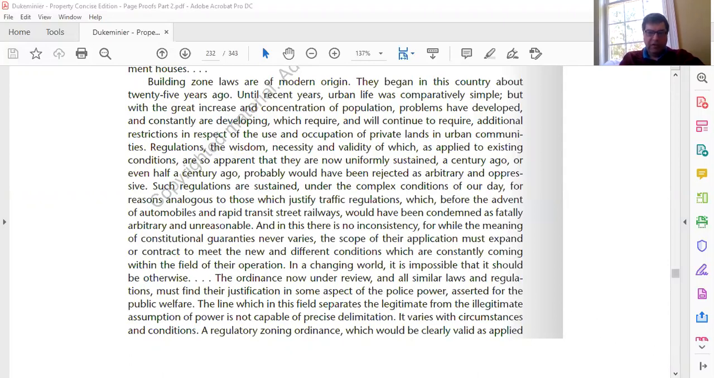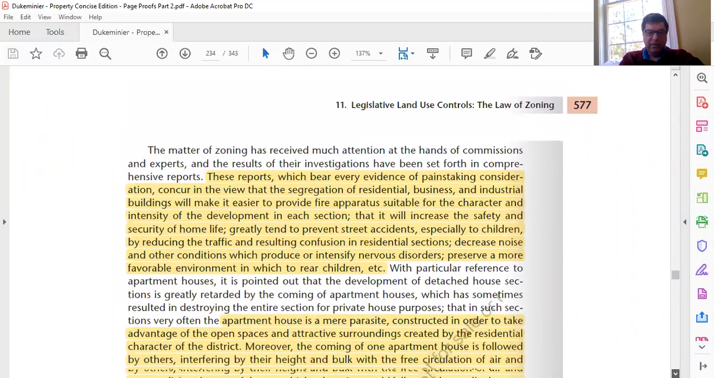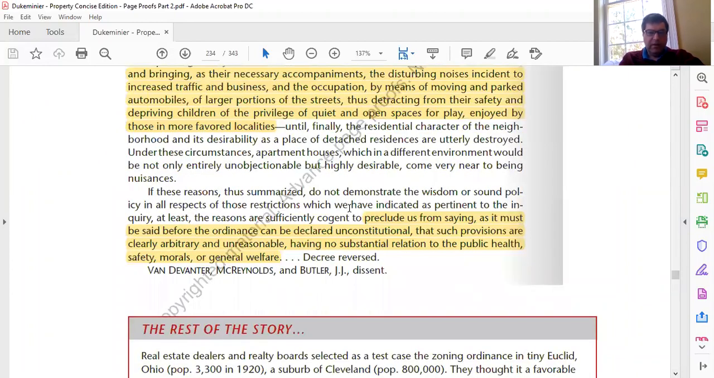And then a couple of pages later on 577, they're going to give us a test at the end of the opinion. They say that they are precluded from saying, as it must be said before the ordinance can be declared unconstitutional, that such provisions are clearly arbitrary and unreasonable, having no substantial relation to the public health, safety, morals, or general welfare. So what is the police power of the state? Well, they refer to it here when they talk about the public health, safety, morals, or general welfare.